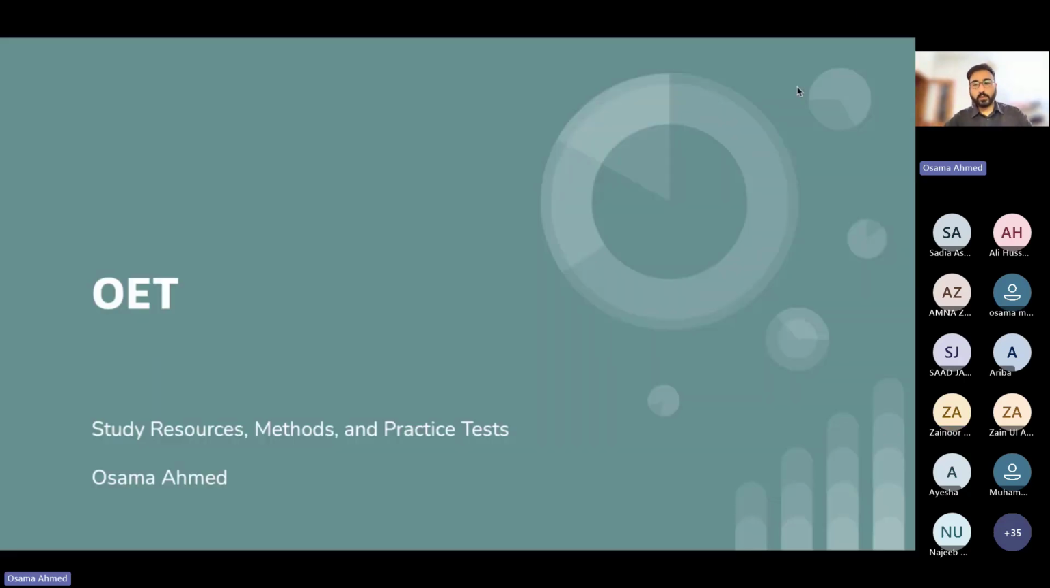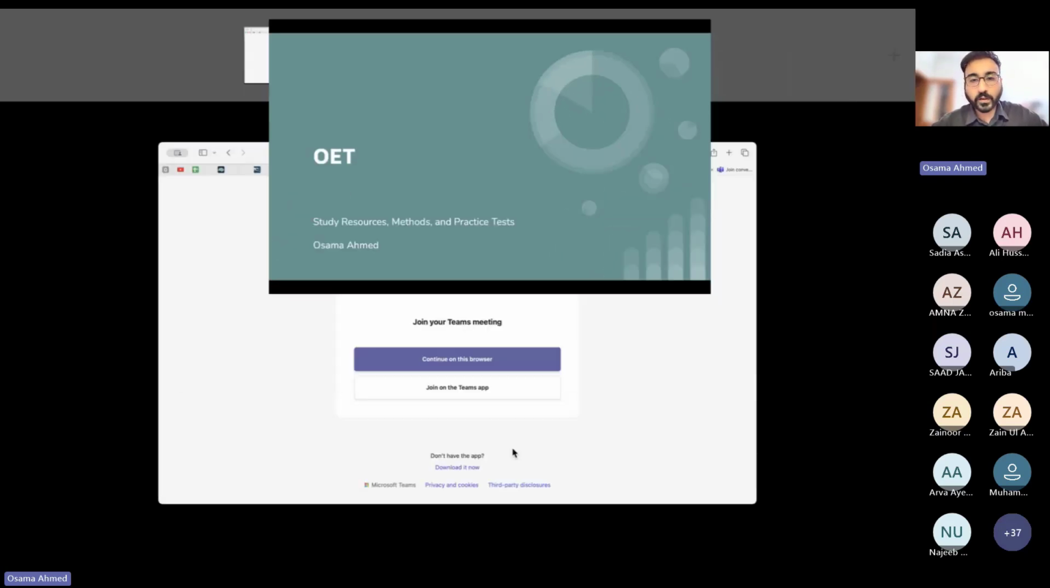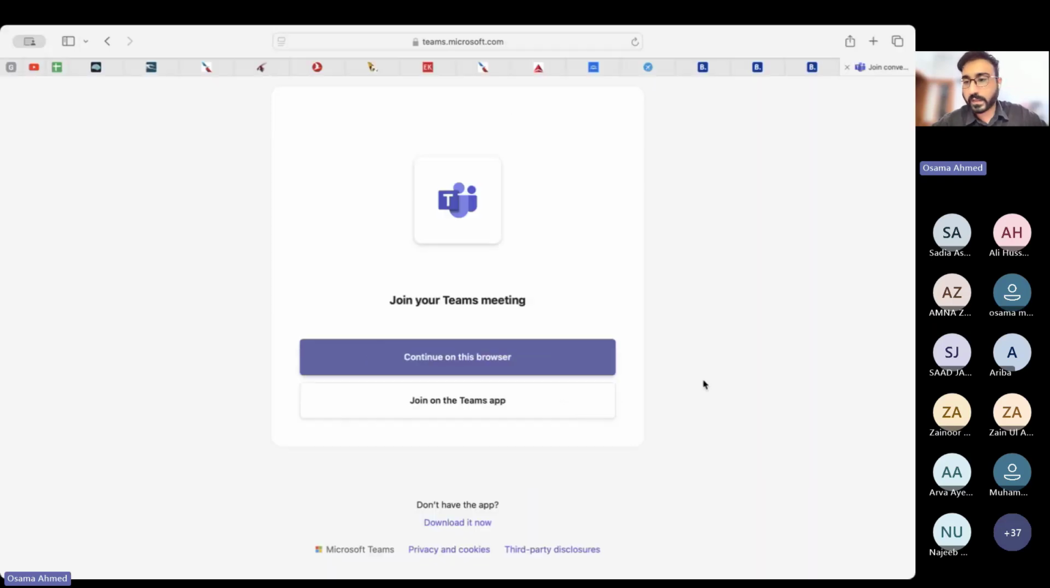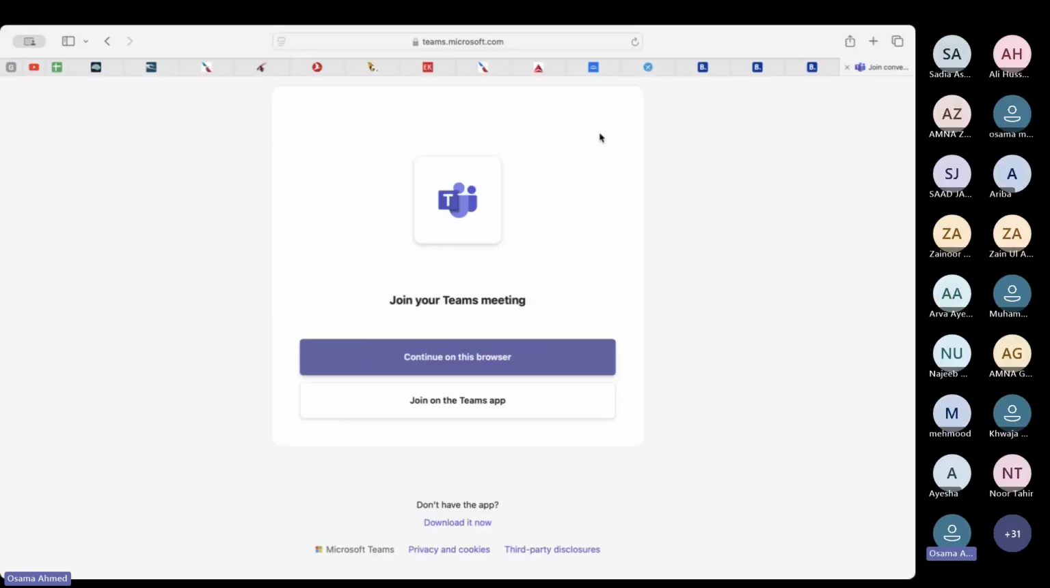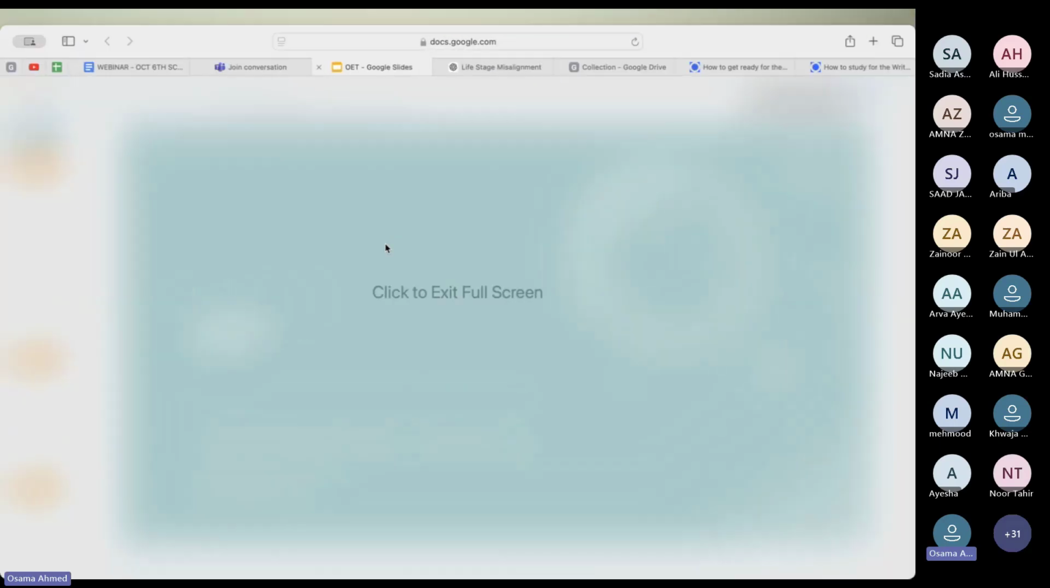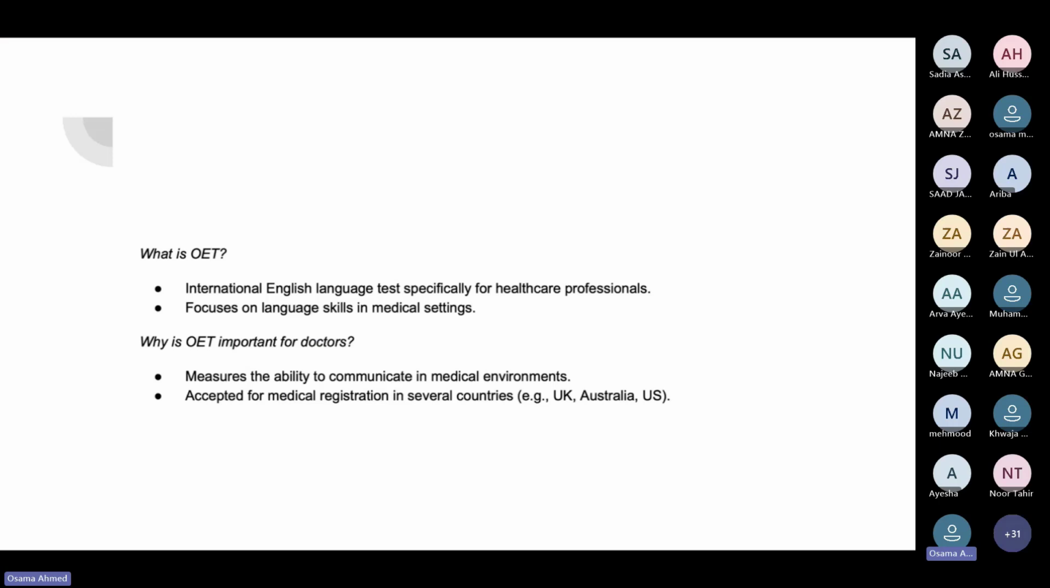Before we go ahead with this OET, I just want to judge where we all stand. Most of you should know that OET wasn't a thing until 2 or 3 years ago. Earlier, we used to have Step 2 CS, and that got replaced during COVID. Ever since then we have switched to OET to make up for CS. So, what is OET? OET is basically an international English language test.